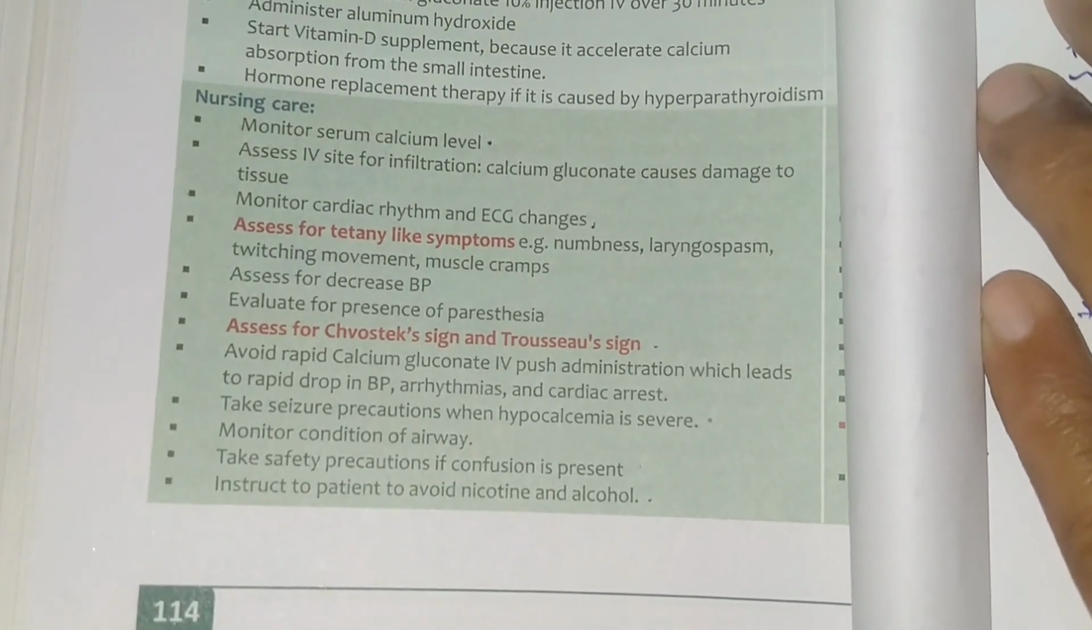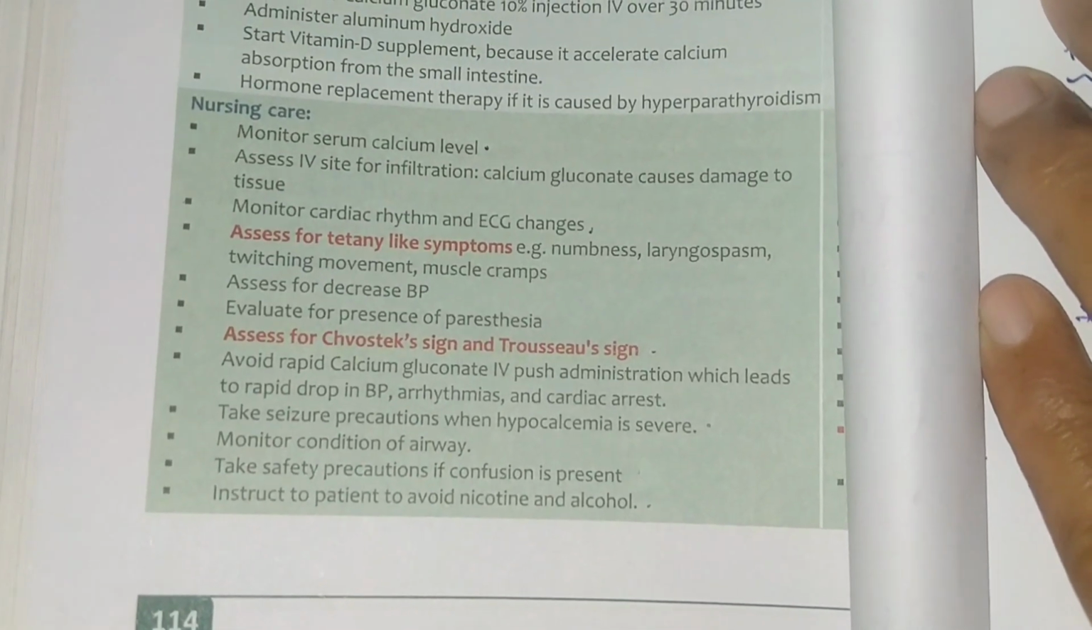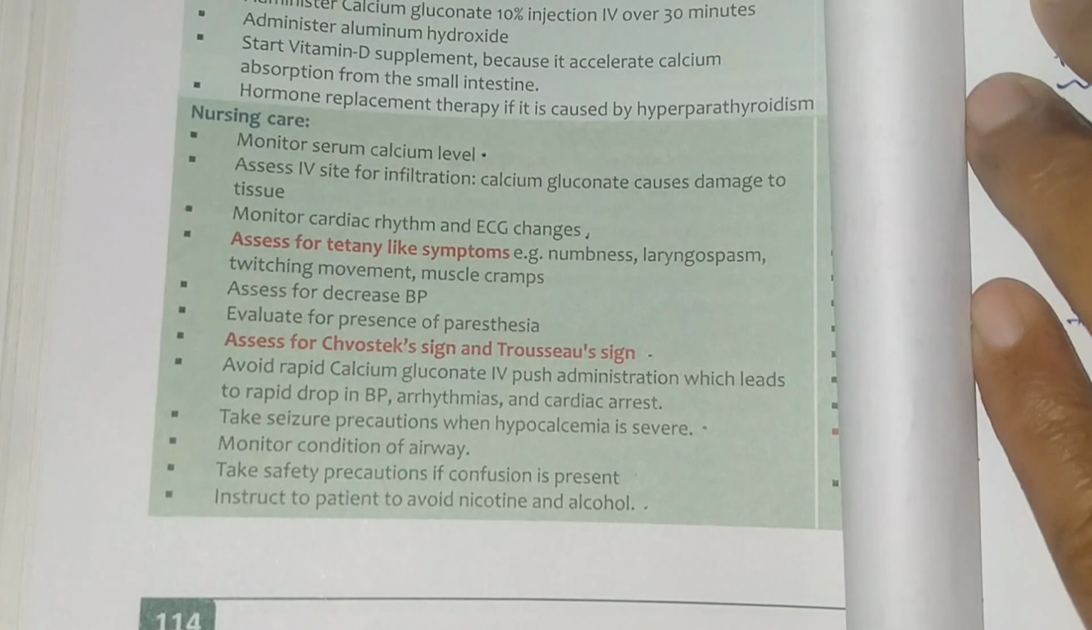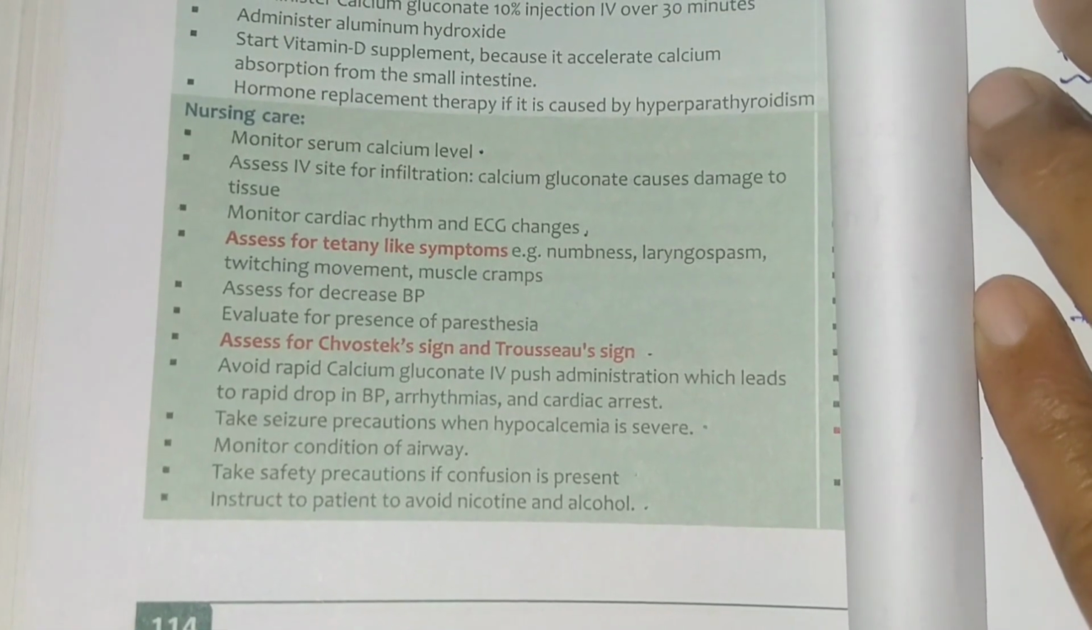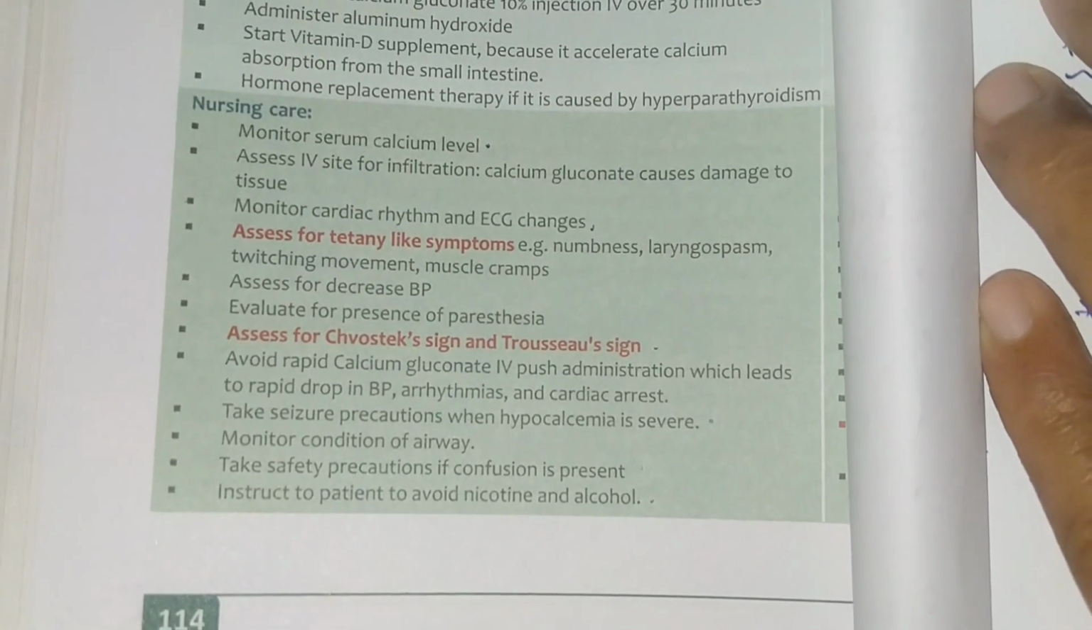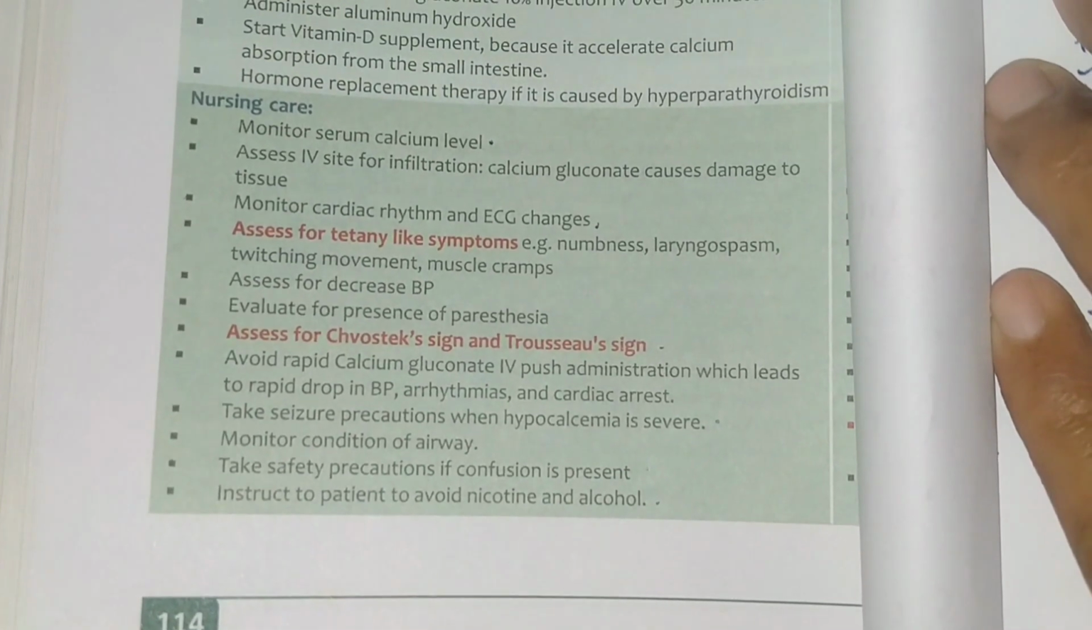Take seizure precautions when hypocalcemia is severe. Monitor the condition of the airway, because laryngeal spasm will be there because of deficiency of calcium. Take safety precautions if confusion is present.